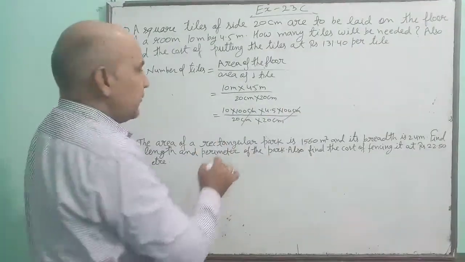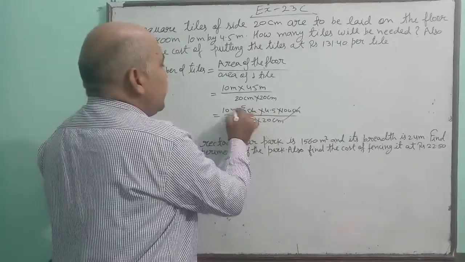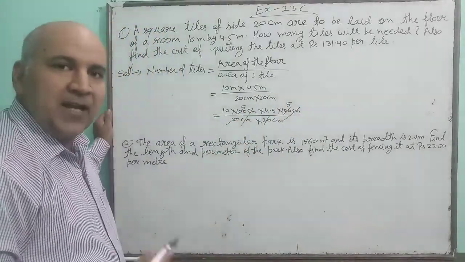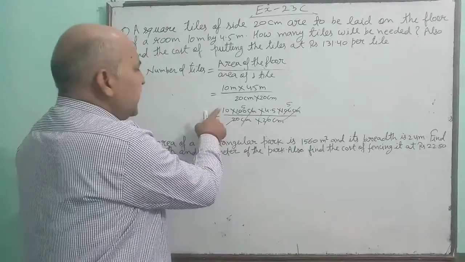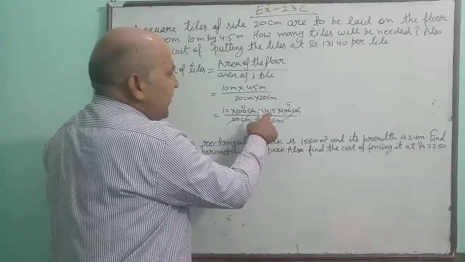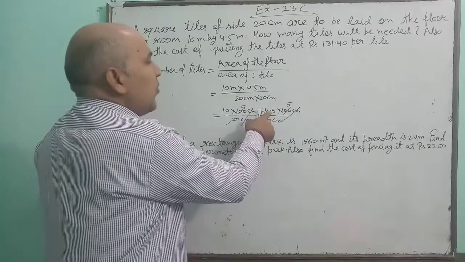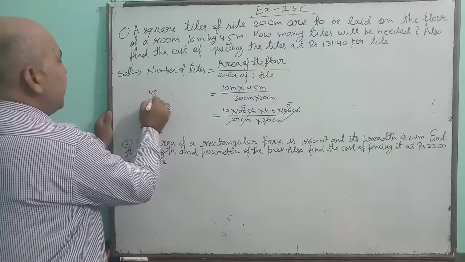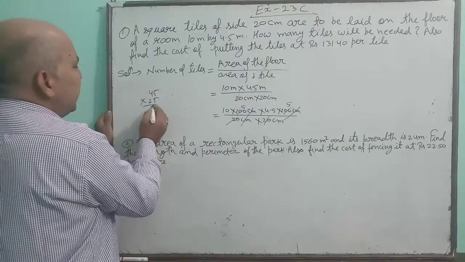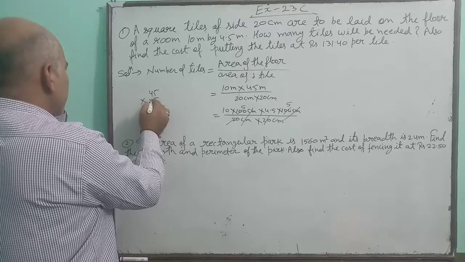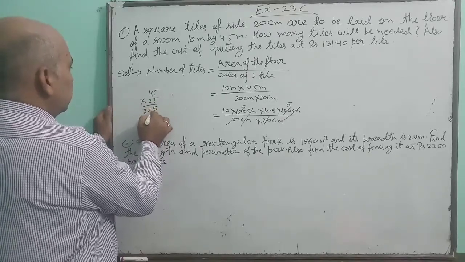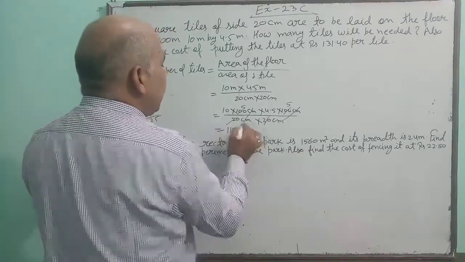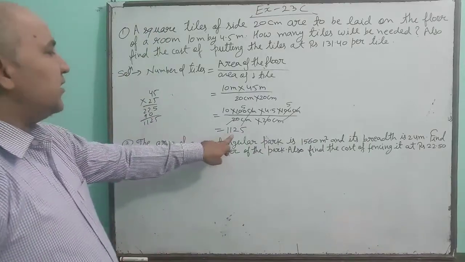Now you can calculate. 20 divides 100 five times. Now multiply and get your answer. 10 is multiplied by 4.5, then it will become 45. 45 into 5 into 5. 5 into 5 is 25. 25 is multiplied by 45. Then what will you get? See here, 1125. That means the number of tiles is 1125.